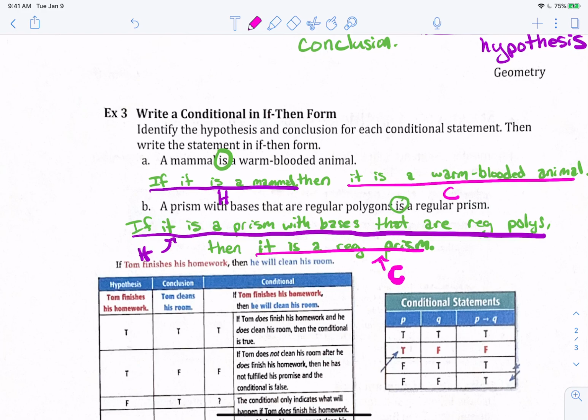Because vice versa, we would have to think about, okay, are all warm-blooded animals mammals? No. Okay? So that might not be the case. Birds are not mammals. What are they? I think they're just birds. Birds are birds. Birds are warm-blooded, but they're not mammals.